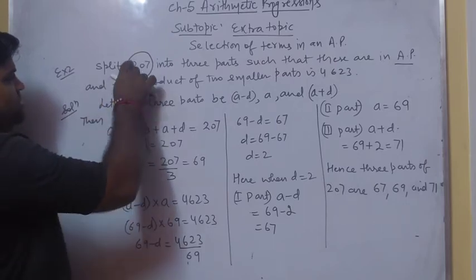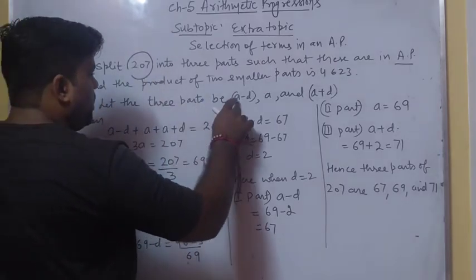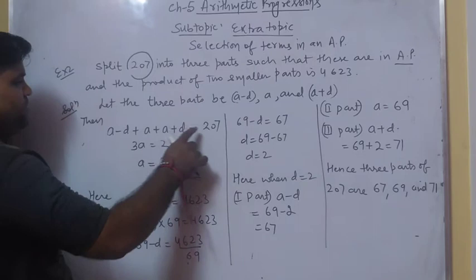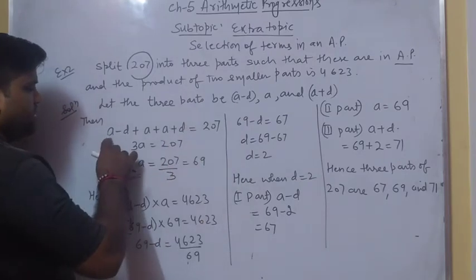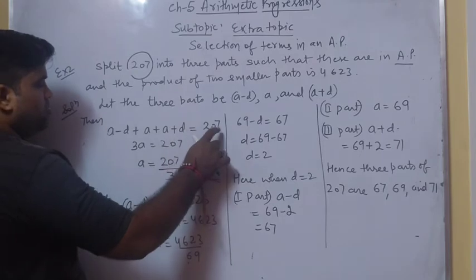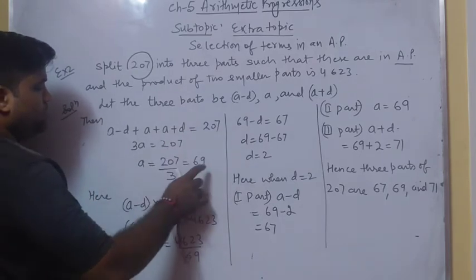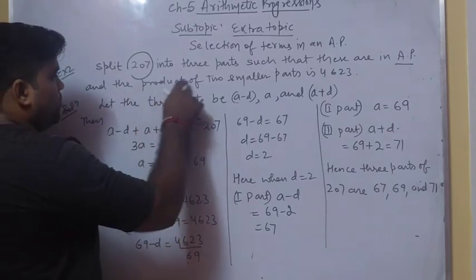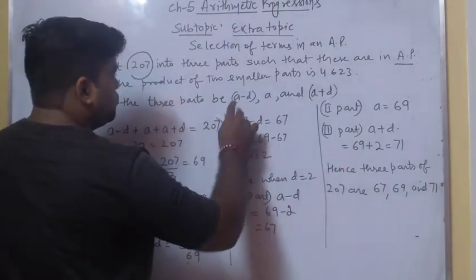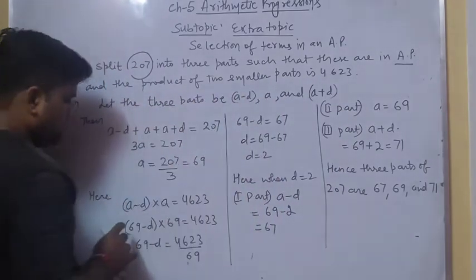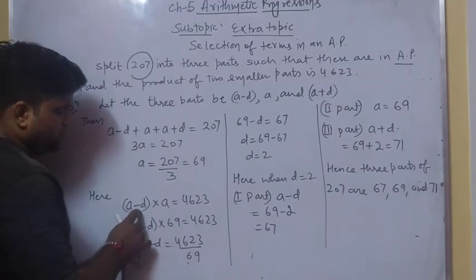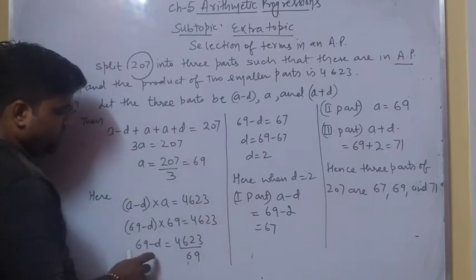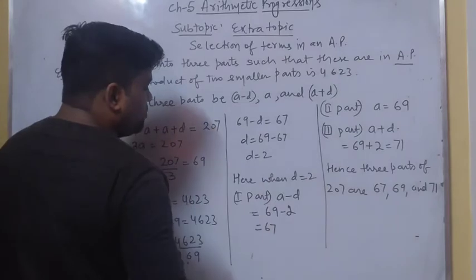As we have split 207 into 3 parts, a minus d, a, a plus d, it means that the sum of these 3 parts will be equal to 207. So on writing a minus d plus a plus a plus d equal to 207 and solving, we get the value of a equal to 69. Now in the question it is given that the product of the two smaller parts is 4623, so the two smaller parts are the first part and the second part. So the product of a minus d multiplied by a equal to 4623. On putting the value of a equal to 69, we get the value of d equal to 2 after solving.